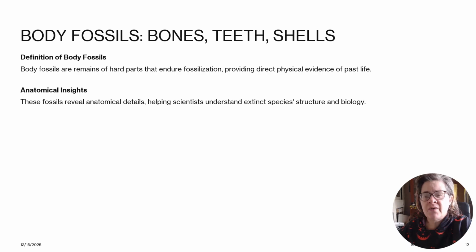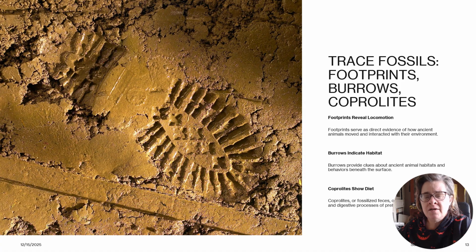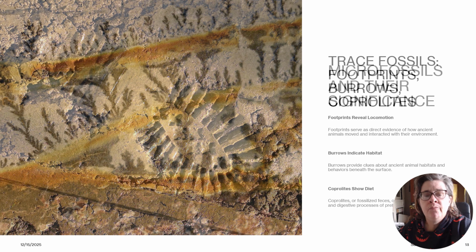Body fossils consist of hard parts like bones and teeth and shells that survive fossilization and provide anatomical details about extinct species. Trace fossils are indirect evidence of life, including footprints that reveal locomotion, burrows showing habitat use, and coprolites, which are fossilized feces, indicating diets. I hadn't heard that word before. I've heard of fossilized feces, obviously, so it's a new one on me. Okay.